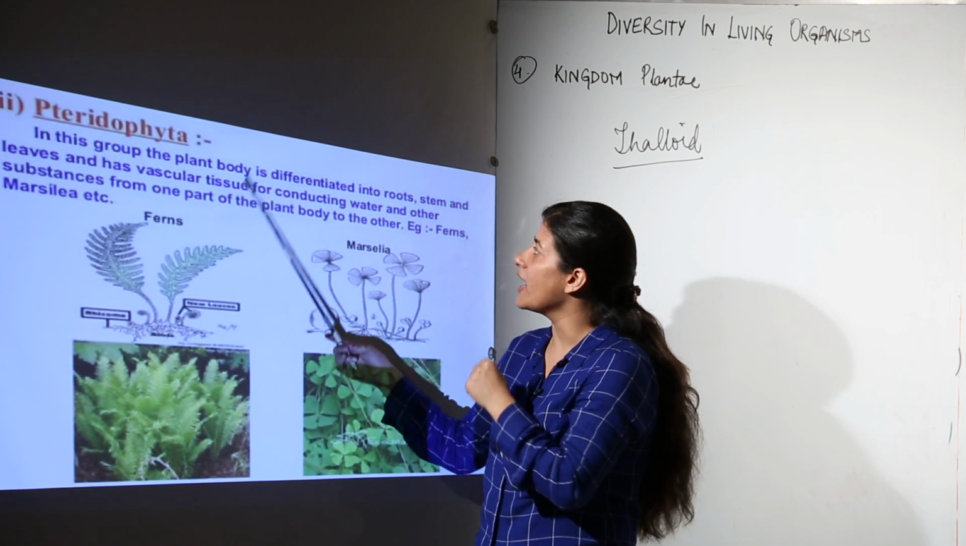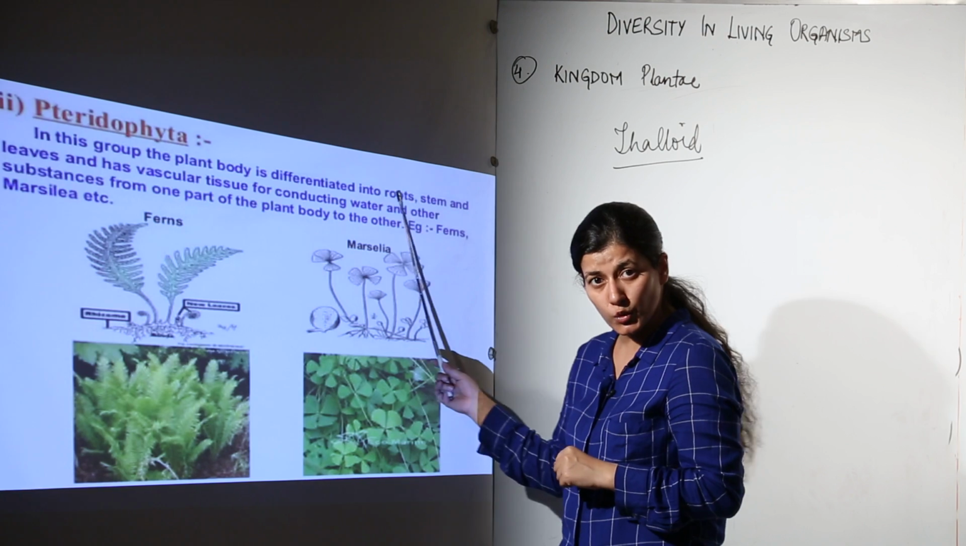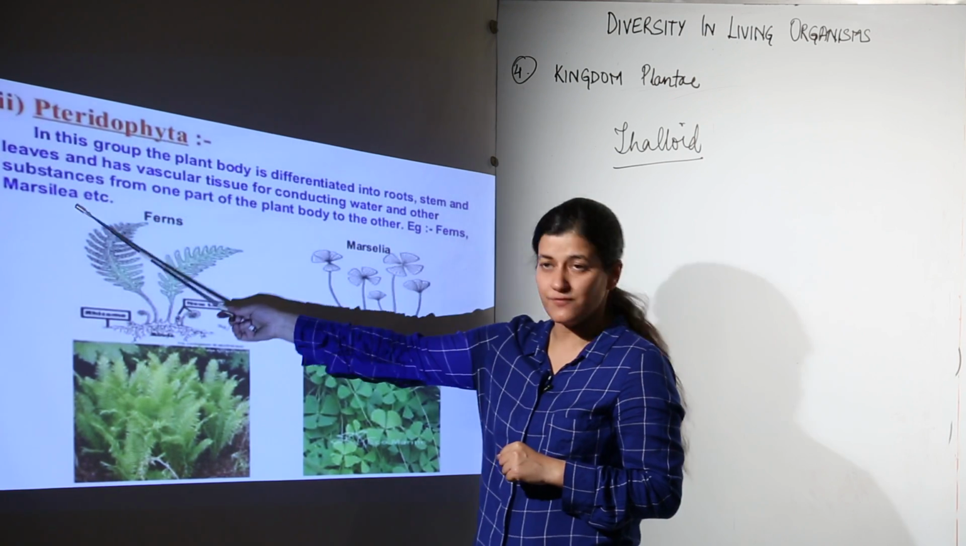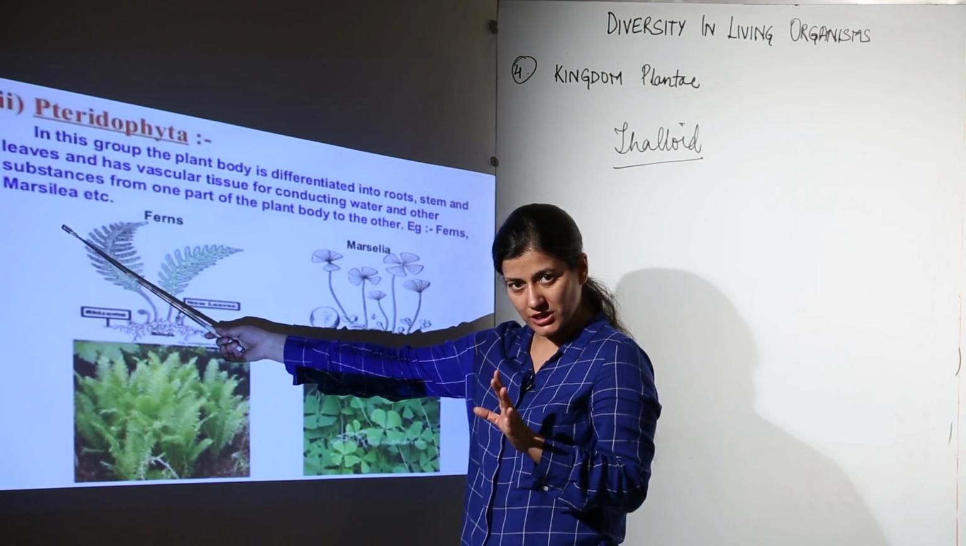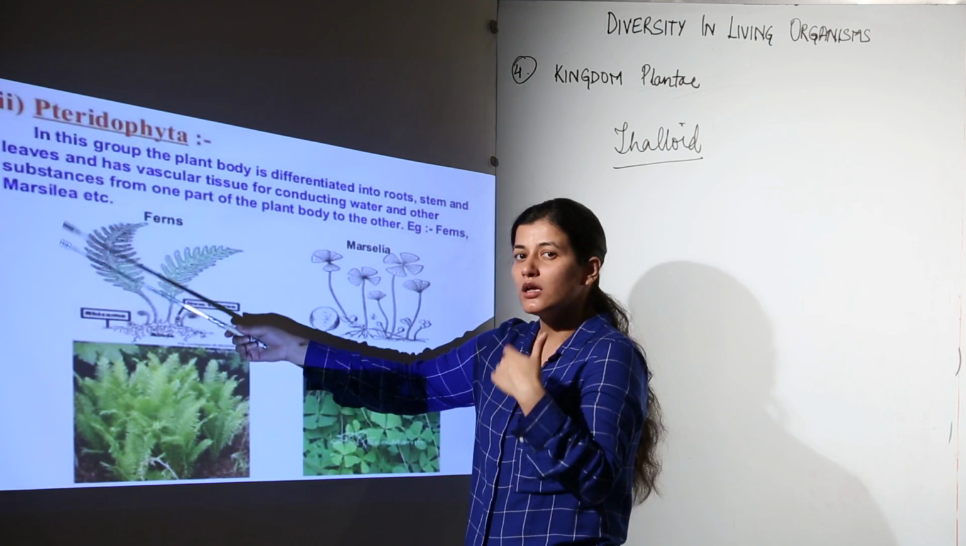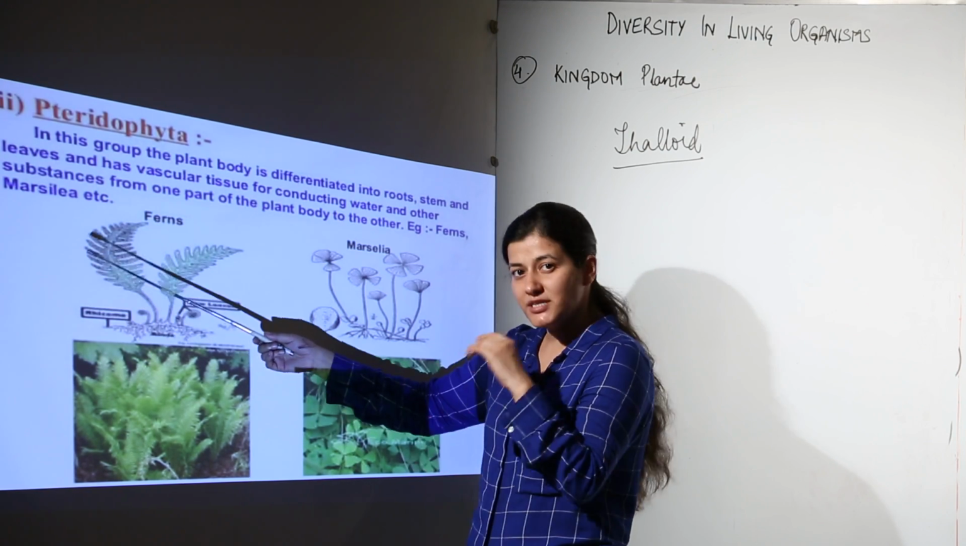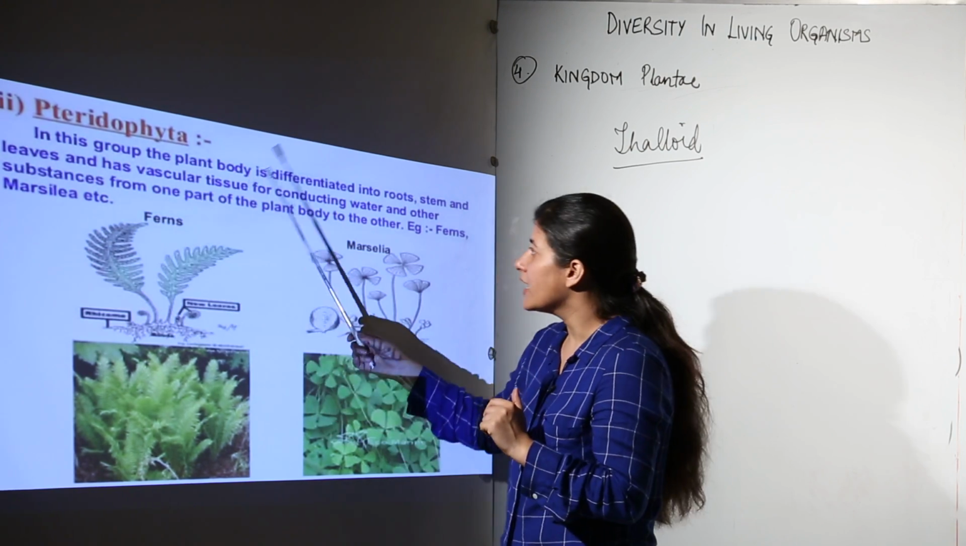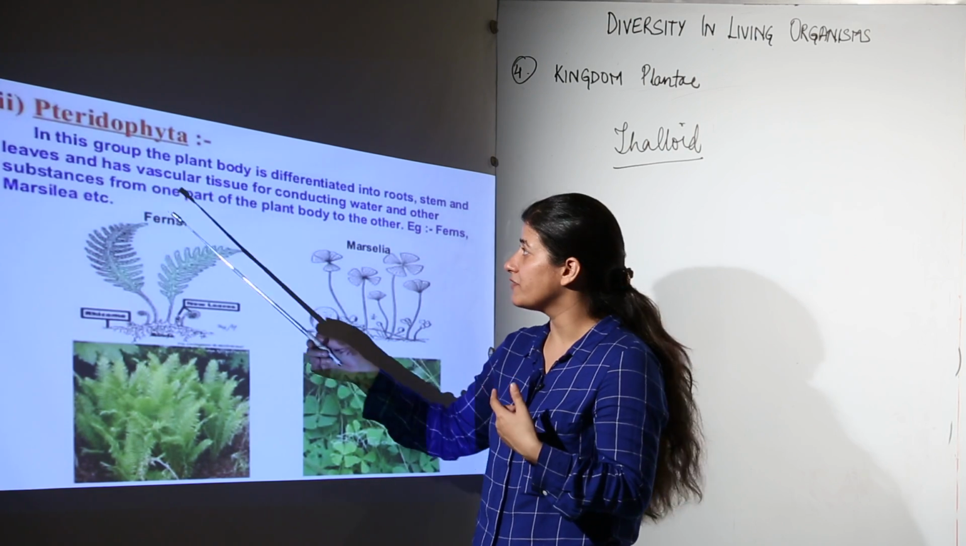In this group the plant body is differentiated into roots, stem and leaves. The plant body is differentiated, it is no more thalloid, if incomplete or completely, but yeah, it has new organs, and that is a sign of advancement.